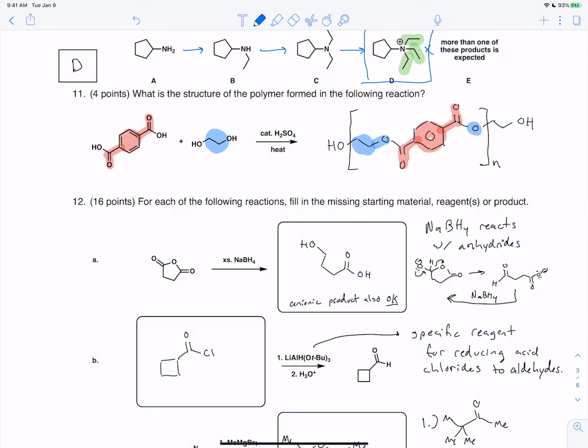For number 4, we have the Fischer esterification reaction conditions. We see catalytic H2SO4, we have alcohols, and we have carboxylic acids. Since each of these are bifunctional, they each have two carboxylic acids and 2 alcohols, we're going to make a polymer. And this is, of course, alluded to in the question which asks, what is the structure of the polymer? So when we ask for a structure of a polymer, what we're looking for is essentially the basic repeating unit, along with brackets and a little N down in the corner that represents this repeating over and over again.